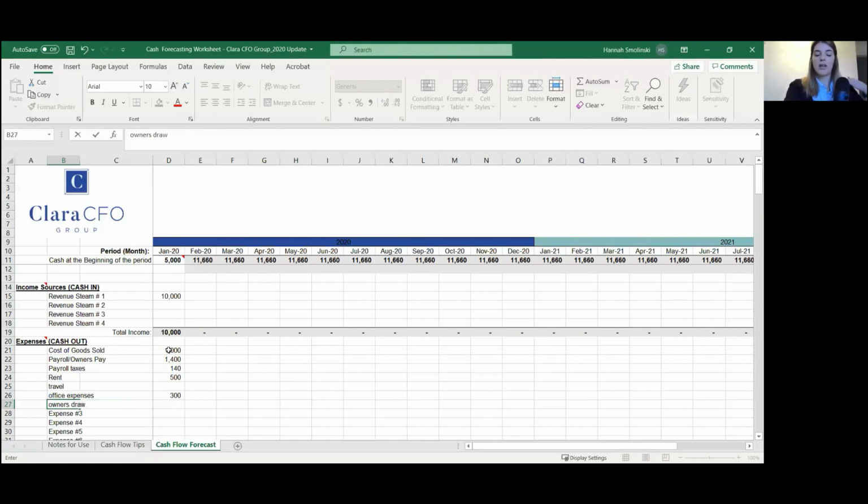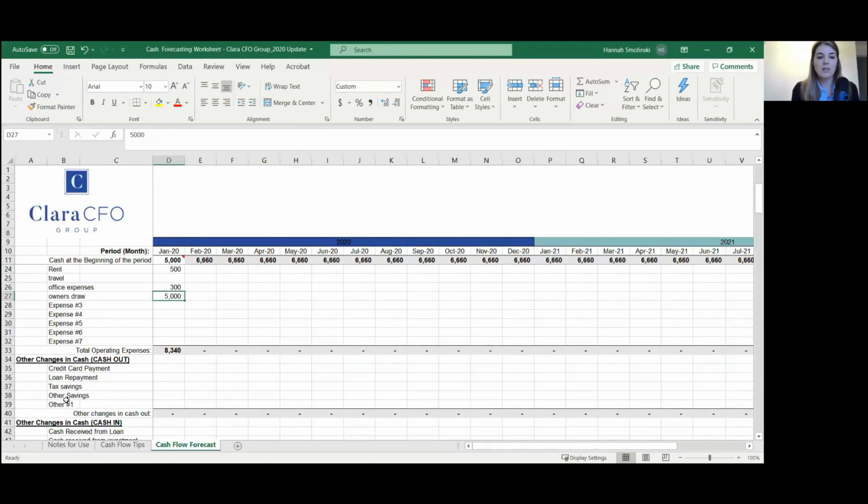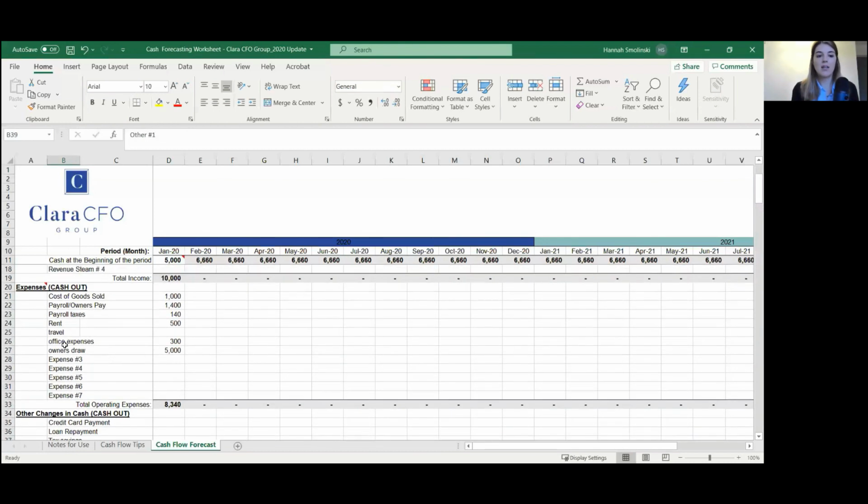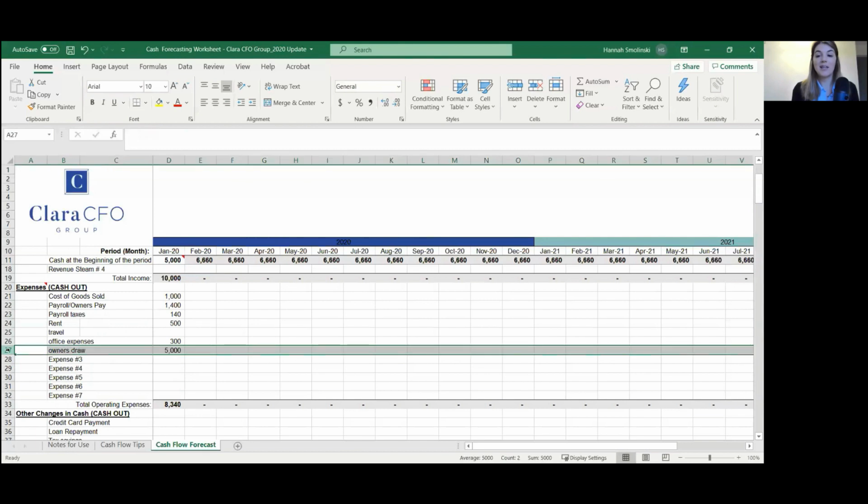Try not to bump my microphone here. Owner's draw of $5,000. Okay. And this owner's draw could actually go down here as well. Because an owner's draw, when you take money out of your business and you're not getting paid in payroll, does not show up on your P&L. That's actually a balance sheet transaction.